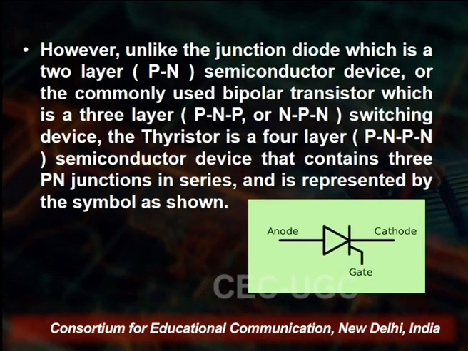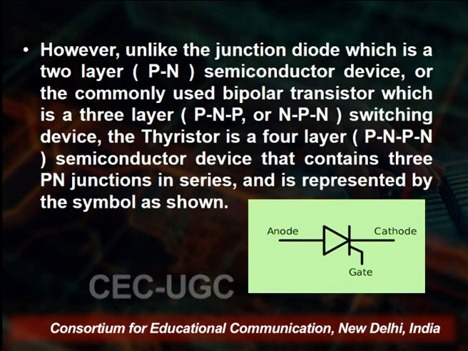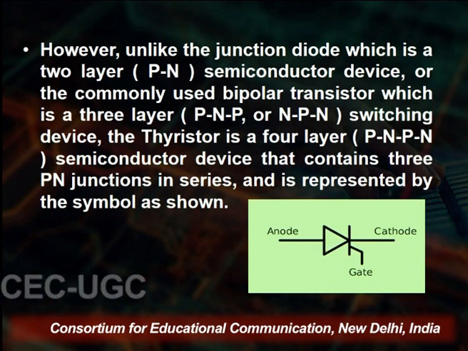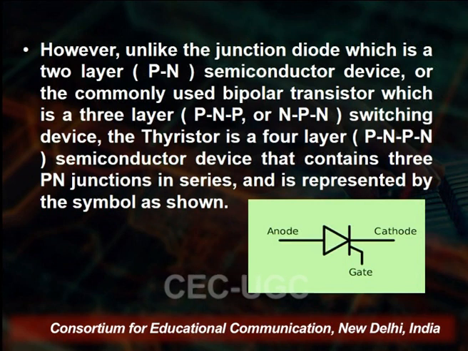Now, unlike the junction diode, which is a two-layer device, that is the P and N diode, and the commonly used bipolar transistors, which are three-layer devices, either PNP or NPN switching devices, the thyristor is a four-layer, that is PNPN, semiconductor device that contains three PN junctions in series, and it is represented by the symbol shown in the diagram.